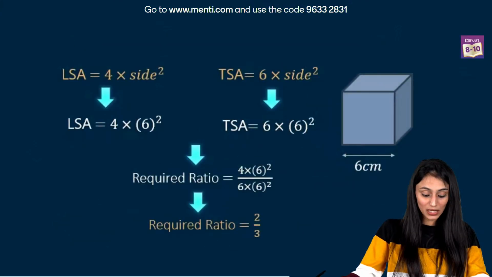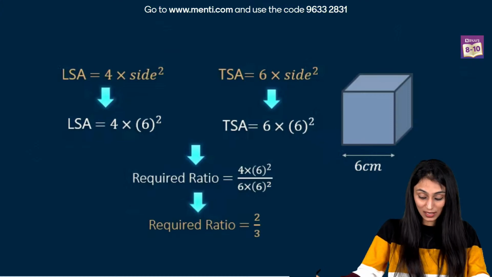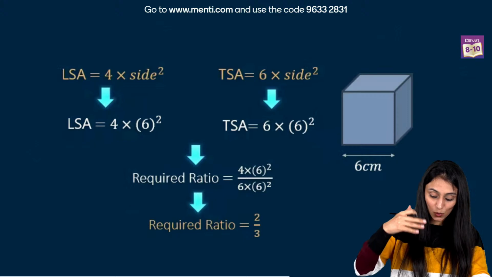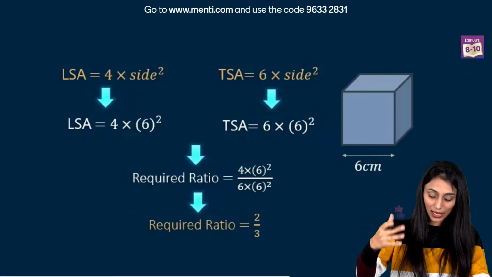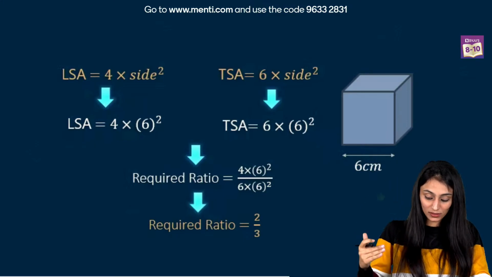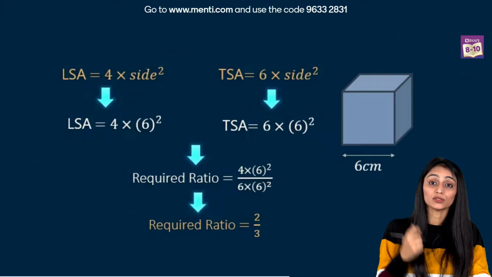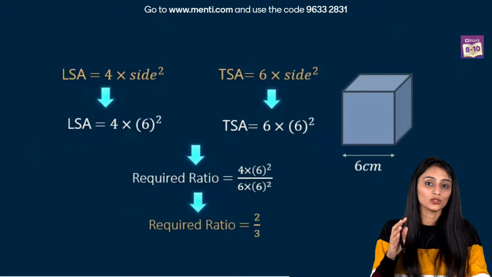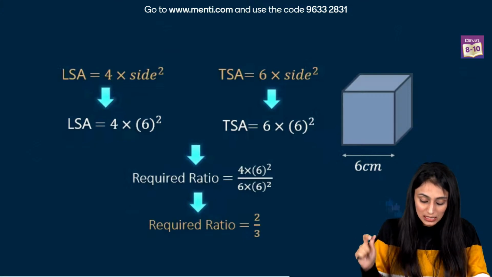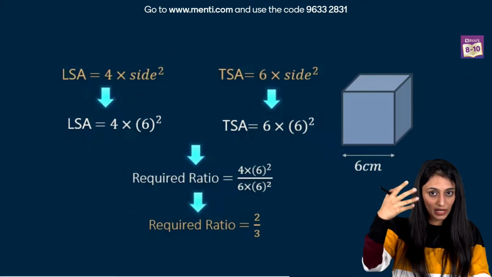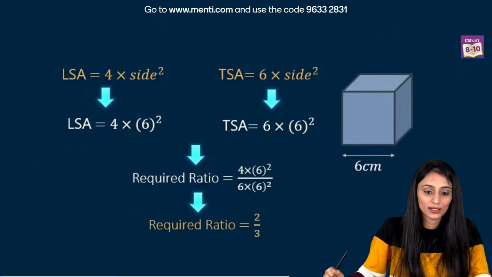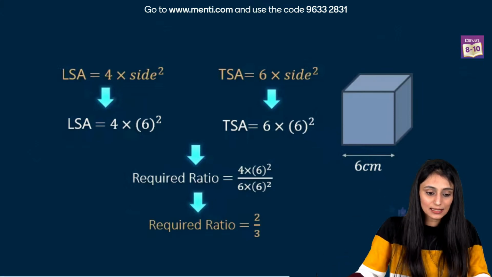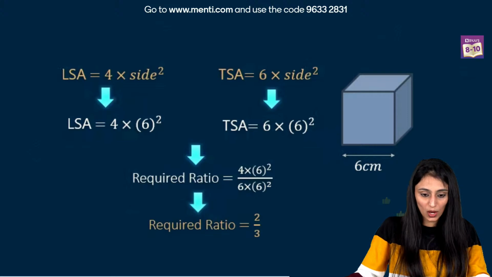Lateral surface area is 4 times side square. So 4 times 6 square. Total surface area is 6 times 6 square, right? So you put them in ratio. 6 square would cancel out and you simply have 4 by 6, that is 2 by 3. You do not have to calculate what is 4 times 6 square first and what is 6 times 6 square. That will only waste time. Simply put them in ratio, cancel them out, and you get 2 by 3. Correct. That's the right answer. Lakshmi, I just showed you how we are getting this.